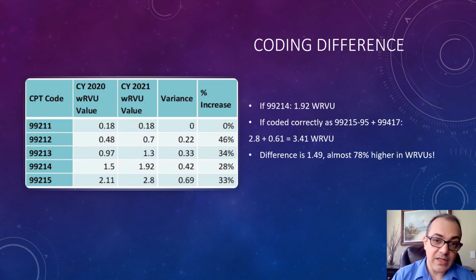What is the correct code for this case? It would be 99215-95, because remember this is a virtual visit, plus an extended visit code, which is 99417, gives you a total of 3.41 RVUs. The difference is almost 78% higher in RVUs. You're not getting something out of nothing. This is the effort that you spent. This is your right. This is what you should be getting.